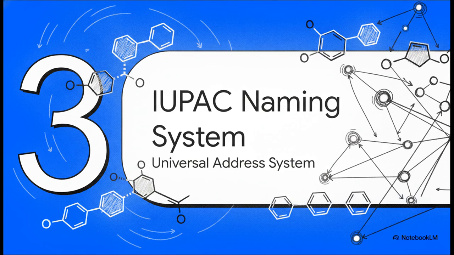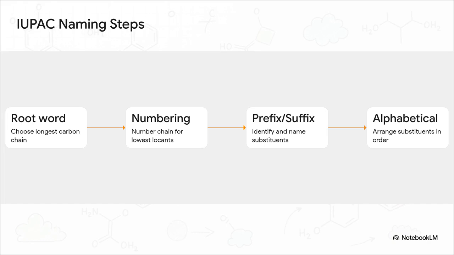Which brings us to Section 3, the IUPAC naming system. Think of this as the strict universal address system for the microscopic world. The International Union of Pure and Applied Chemistry, or IUPAC for short, gives us these 4 straightforward steps to build a perfectly logical name for literally any organic molecule on the planet. Step 1, you find the longest continuous carbon chain. That gives you your root word, like meth if there's 1 carbon or hex for 6.